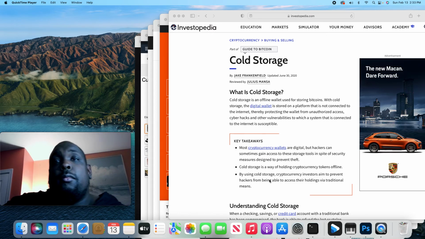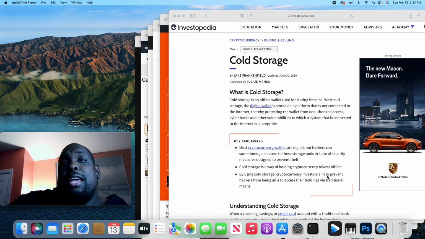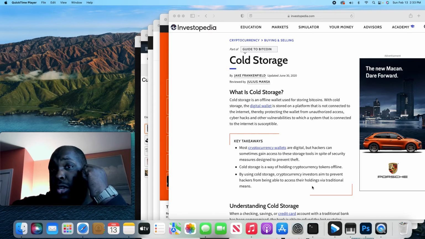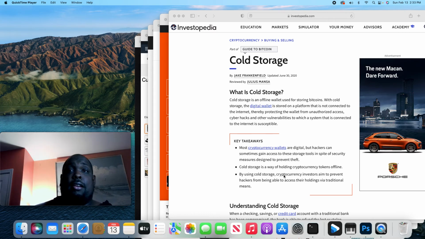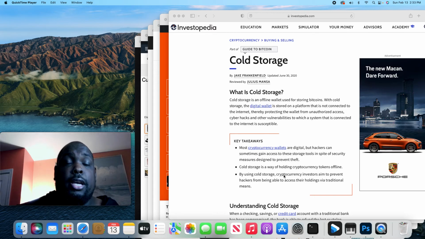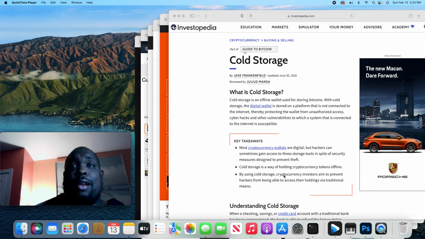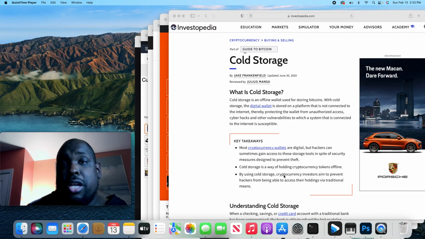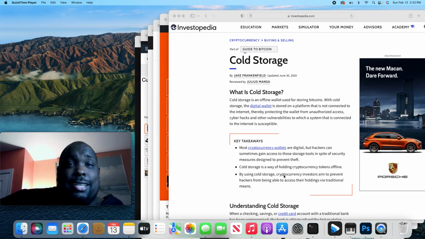By using cold storage, cryptocurrency investors aim to prevent hackers from being able to access their holdings via traditional means. What that means is they can't use software no matter what they do. They could probably see your assets on there, but they have no access to it. The one downside that I've personally seen with cold wallets is it's a lot harder putting your money on there and off there, especially if you're an active trader. If you want to buy or sell something, then you have to get it off of that device and transfer it over into a hot wallet or an exchange. It can be very tedious sometimes.